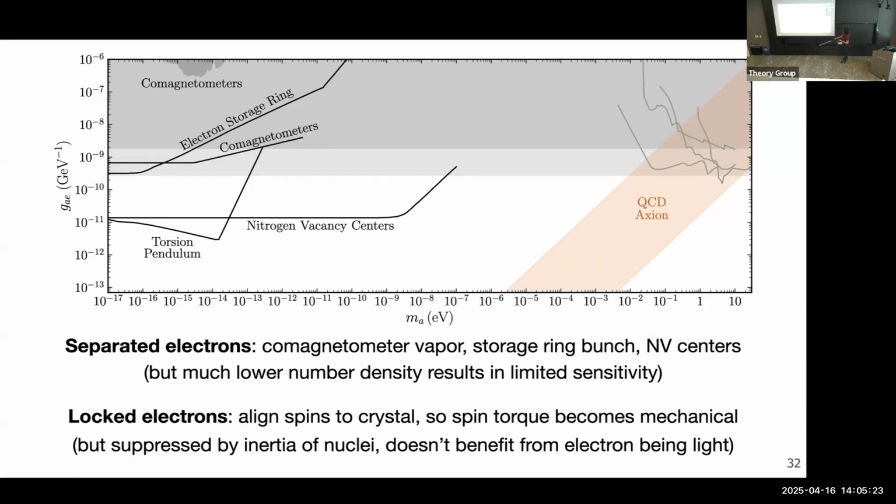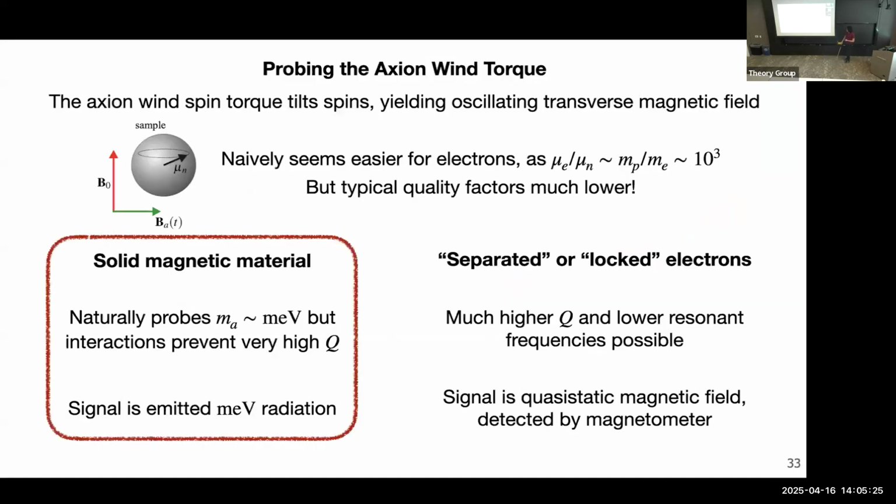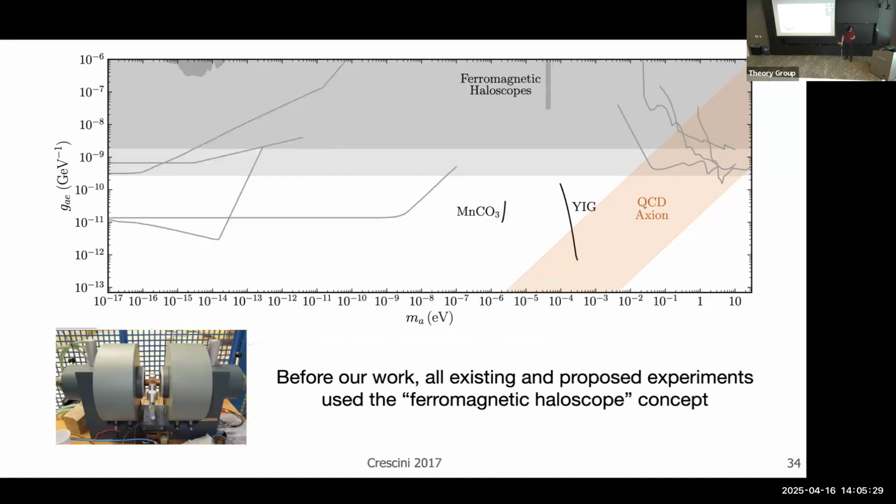So that's the state of the art for separated or locked electrons. So now let's go back to the solid magnets. The solid magnet has been pursued by a variety of collaborations. There are some strong projections here, which can even go in QCD axion bands. And there have also actually been some experimental results. This is, I believe, 3 or 4 separate papers. People actually tried to build these things.